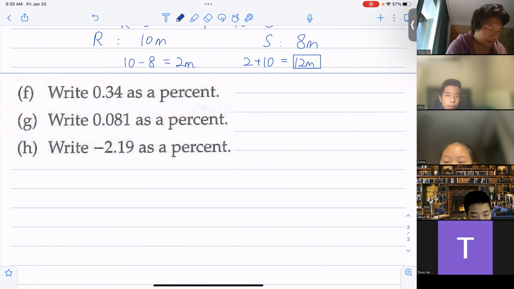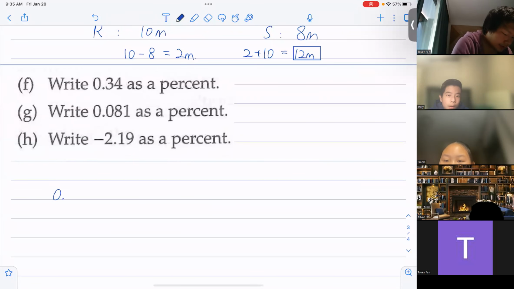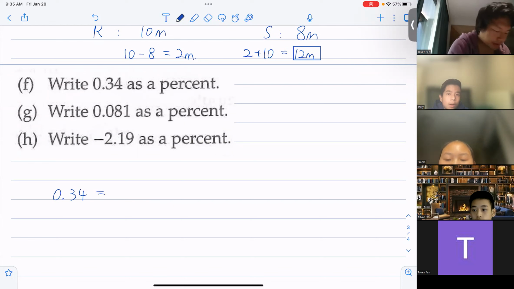Okay. Why? Think about this, Emma. If you have 0.33, you want to convert it into percent. A percent is something over 100, right?